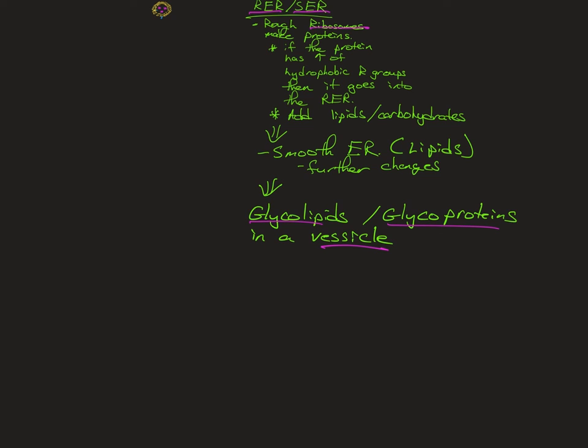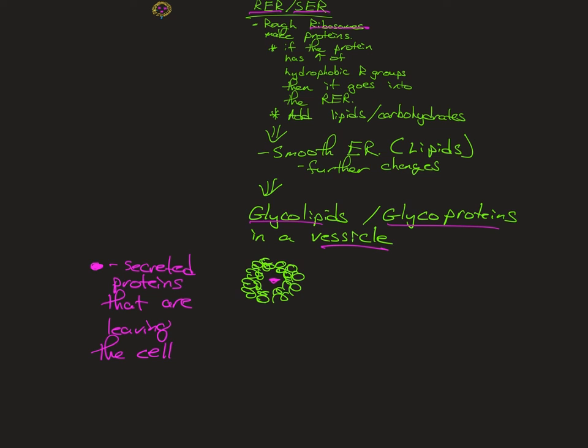So when you're dealing with glycolipids, they're in vesicles, and they're either in one of two places. They're either inside the vesicle, so they're getting secreted, which means they're leaving the cell, proteins that are leaving the cell, or they are proteins that are in the membrane.